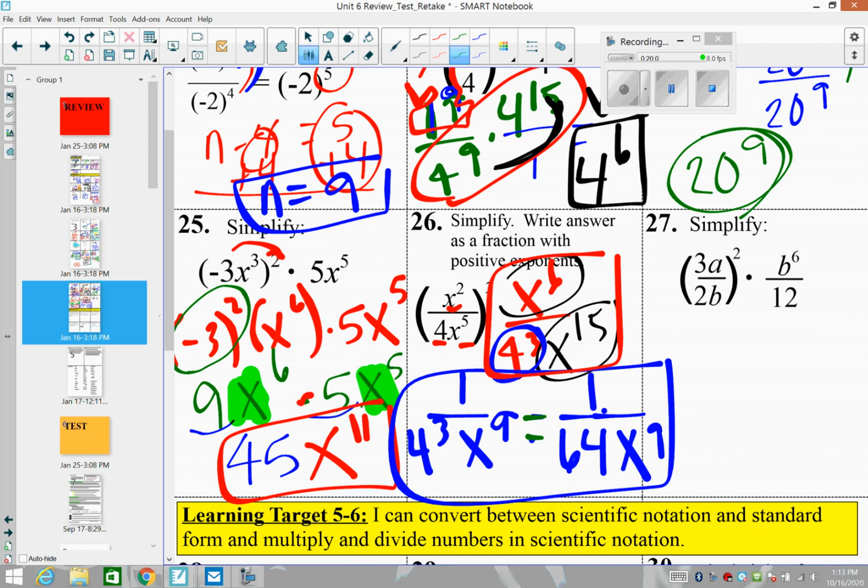All right, next rule. We have 1, 2, 3, 4 terms on the inside. That 2 needs to be distributed 4 times. So that's 3 squared, a squared, over 2 squared, b squared. I'm going to erase that, make sure I did that right. So 3 squared, a squared, 2 squared, b squared. It has to be sent in, as I stated, 4 times. Times b to the 6 over 12. Check it out. Now, we need to clean this up.